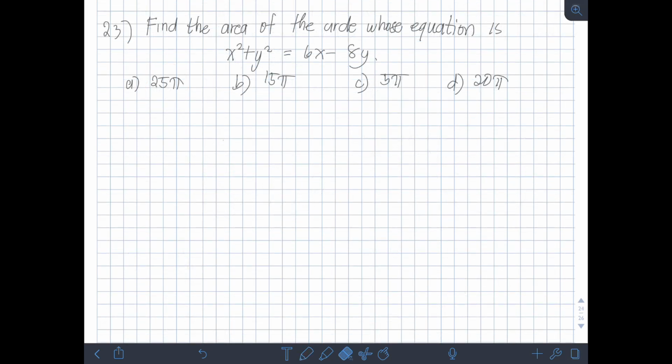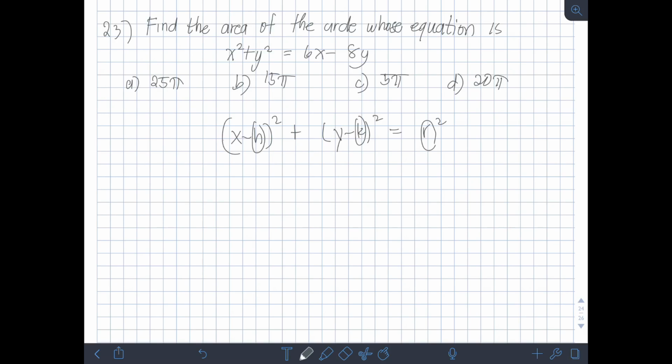Okay? Next we have, find the area of the circle whose equation is x squared plus y squared is equal to 6x minus 8y. So, para makuha natin yung area ng circle, kailangan natin i-transform itong equation niya into center-radius form. So, ito yung form niyan: x minus h quantity squared plus y minus k quantity squared is equal to r squared. Itong h, k yung center, tapos itong r yung radius.